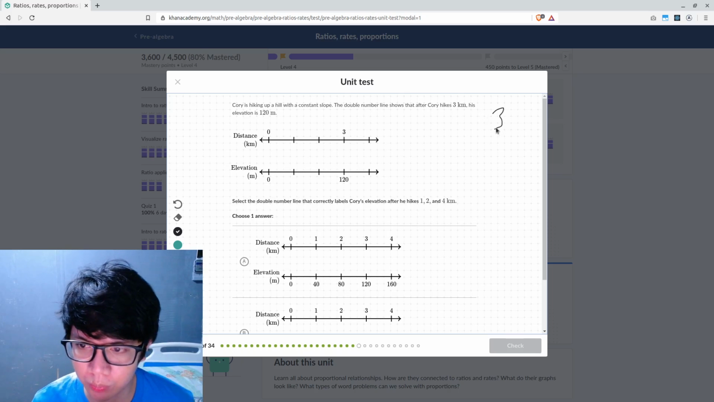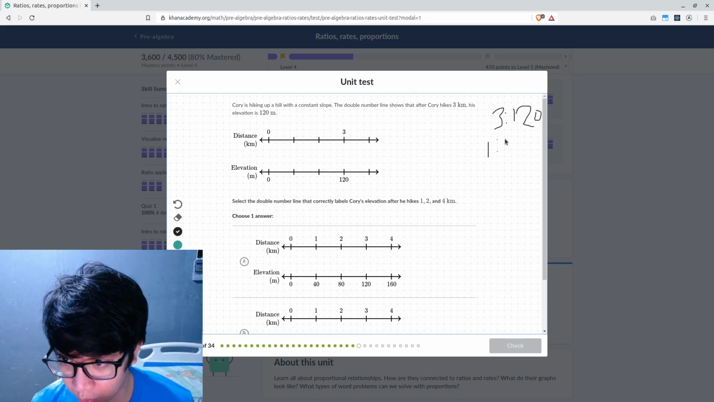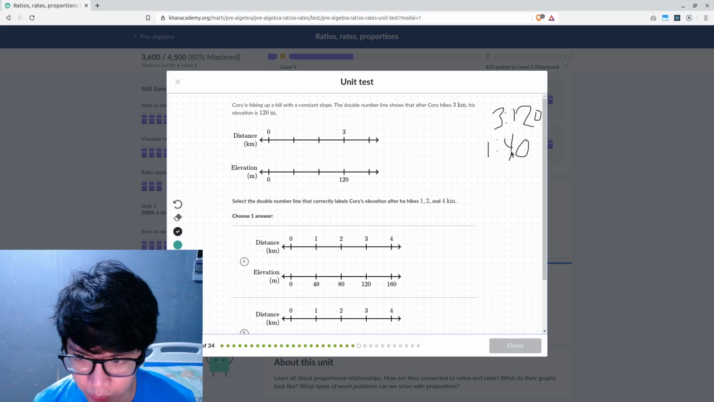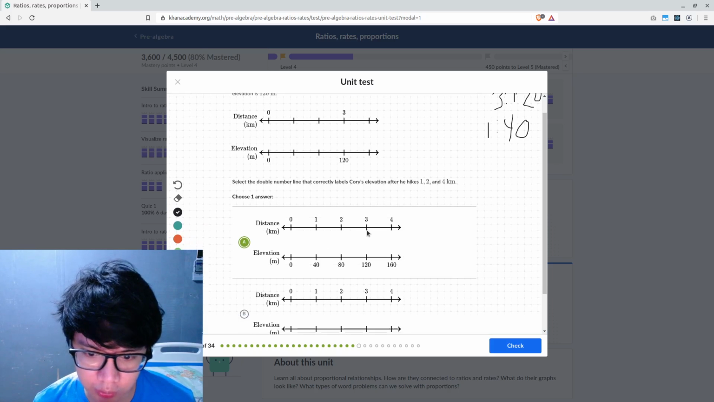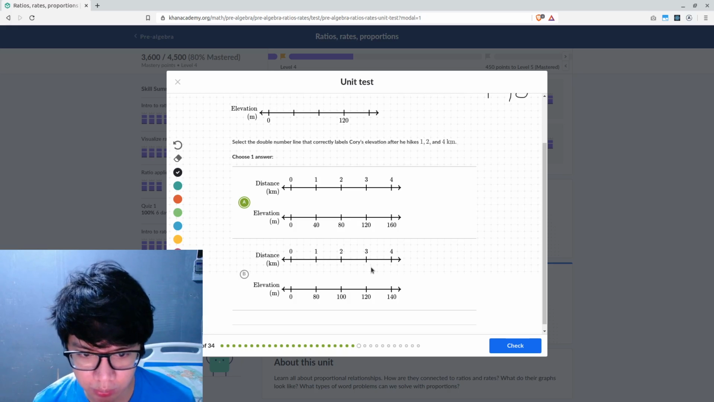Okay, so 3, 120, constant slope. So this is like 1/40, right? 480. Okay, cool. So 140, 280. Oh, this works. What's this? 83. No.